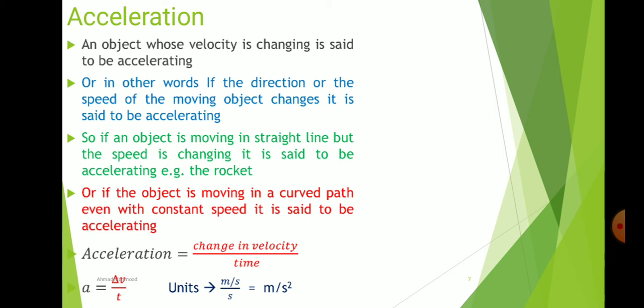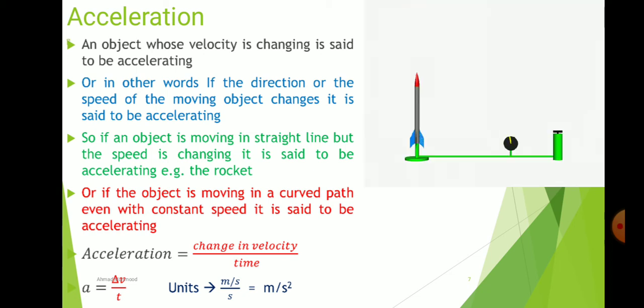For example, this text written in the green color, it has an example. It is for the example of a rocket. So you can read it. If an object is moving in a straight line, but the speed is changing, it means the direction is not changing. It's moving in a straight line, but its magnitude is changing. Its direction is constant, but magnitude is changing. It means it is accelerating.